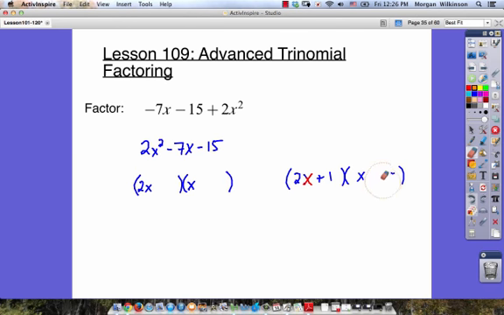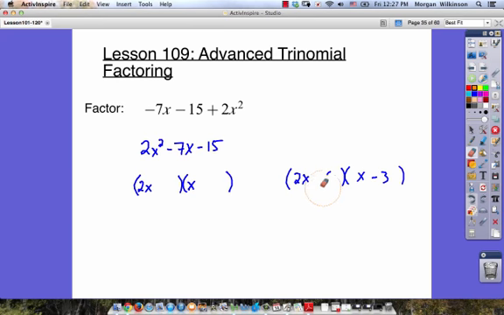Let's try another pair of factors that will get us to negative 15, because that's the key. Well, let's try 2x, and we'll try plus 5, and we'll try x minus 3, because 5 times negative 3 is negative 15. When we do that, we're going to get 2x squared, then minus 6x, then plus 5x, minus 15. Now we've got minus 15 again, but we have negative 1x in the middle, not negative 7x.